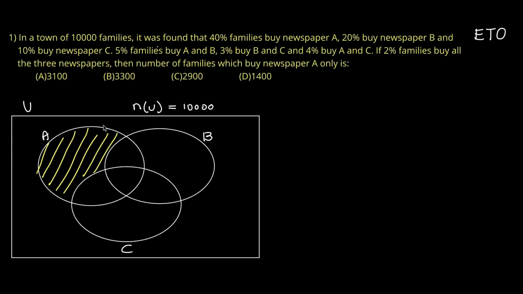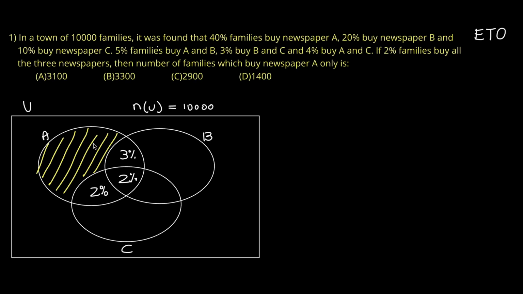Whenever we are solving objective questions with the help of a Venn diagram, we should always find the common region first. That is A intersection B intersection C. They gave that 2% of the families buy all three newspapers, so we can place 2% here. The next thing is we need to find A intersection B. 5% of the families buy A and B. Since we have already covered 2% of the area, 5 minus 2 is 3%. And the next one is A intersection C. They gave A intersection C as 4%. Since we have already covered 2% of the area, 4 minus 2 is 2%.